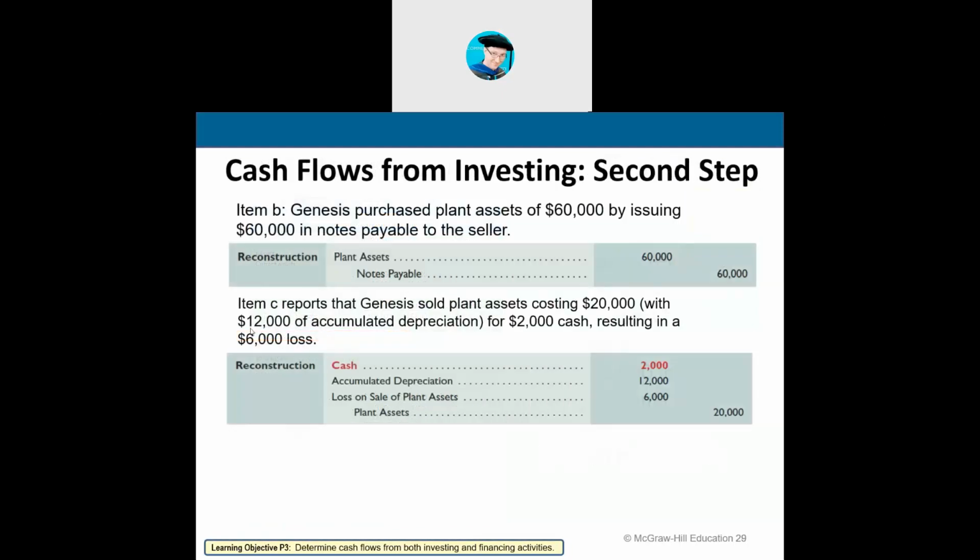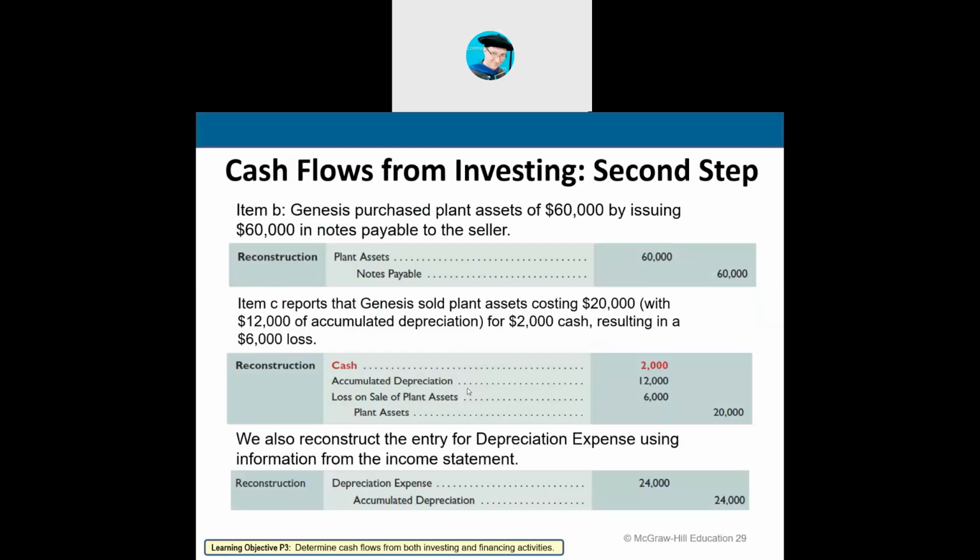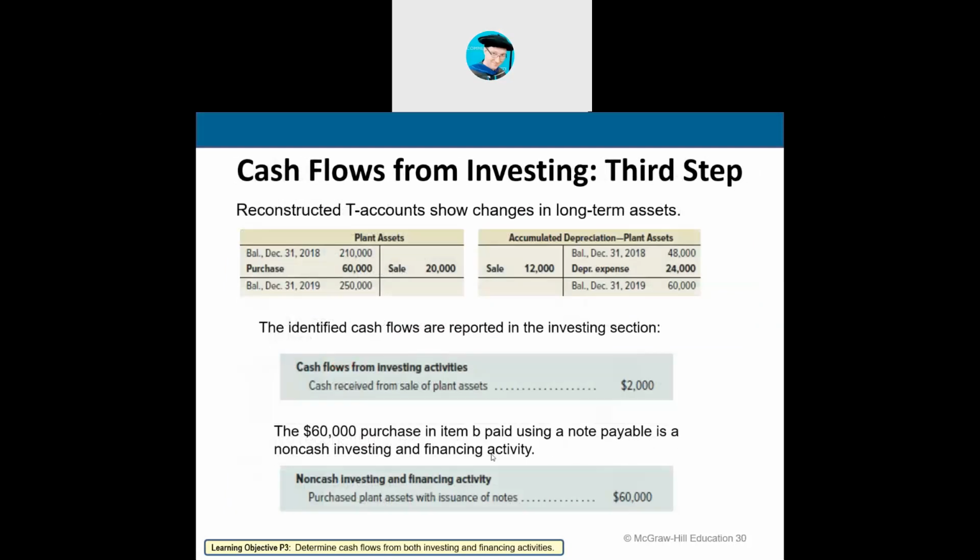So in this example, our company purchased plant assets and built plant assets. We purchased plant assets, sold plant assets, and so through the purchase and sale of plant assets, we can get a net cash flow for our investing activities, which is what this shows here.